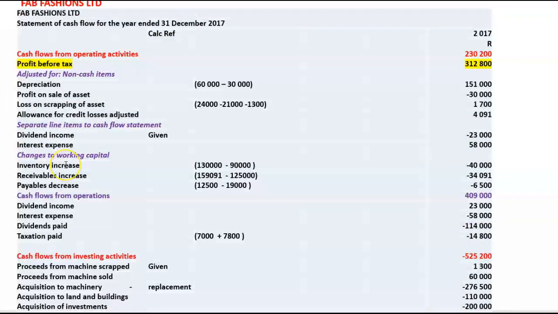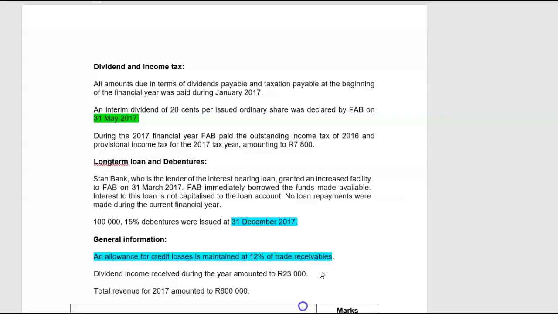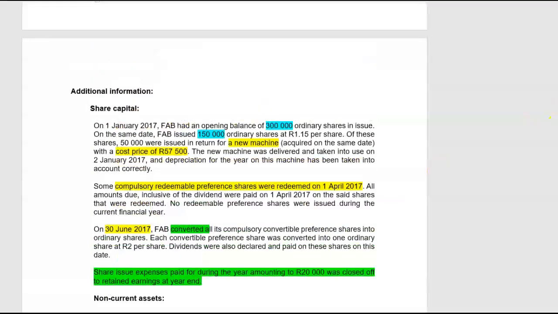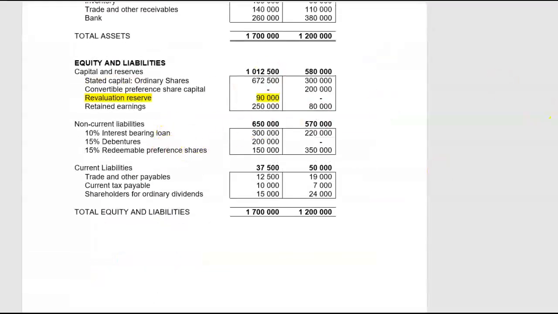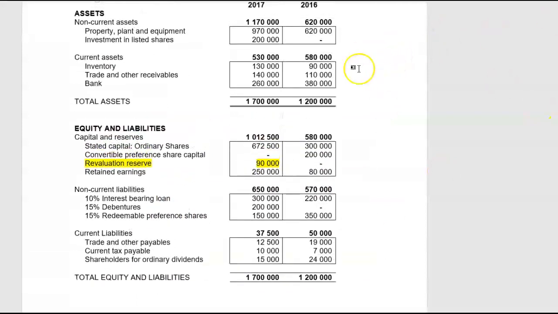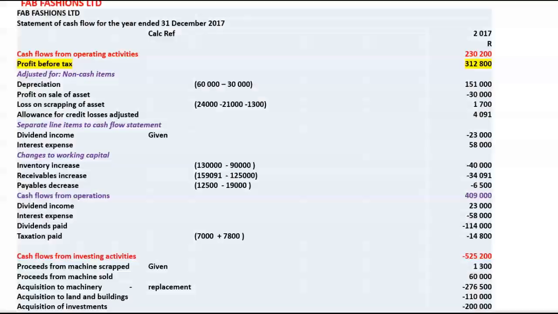Let's quickly have a look at changes in working capital. Our inventory figure has increased from 90,000 to 130,000. So that represents a cash outflow. Where is that? There. Cash outflow of 40,000.